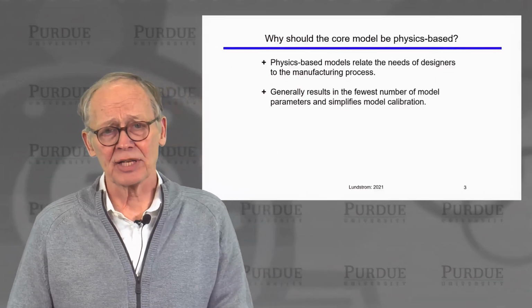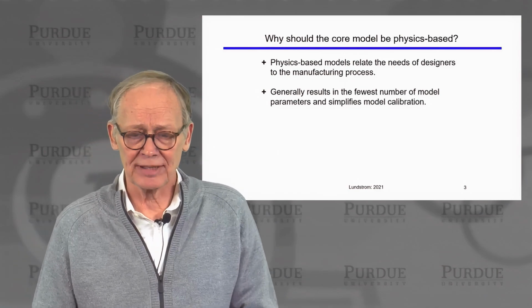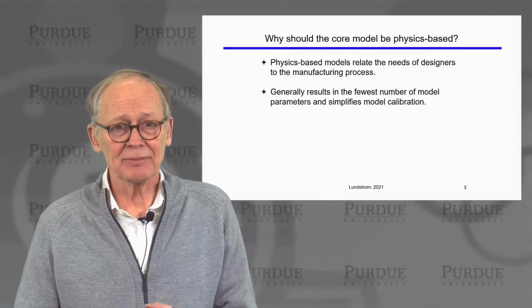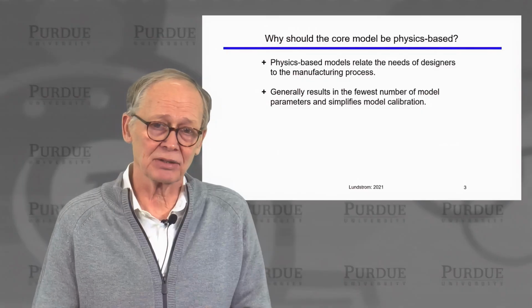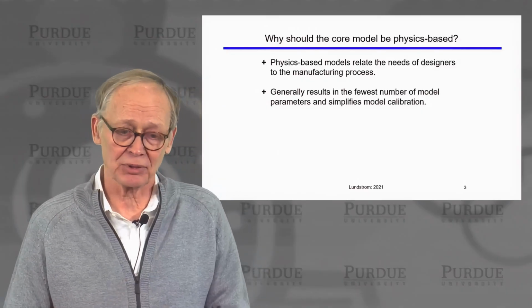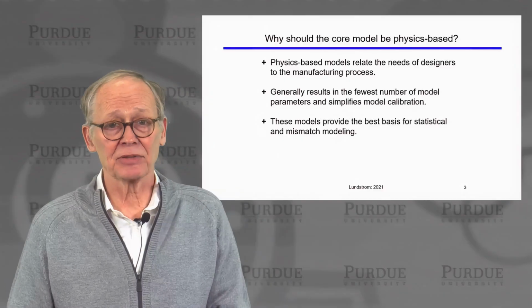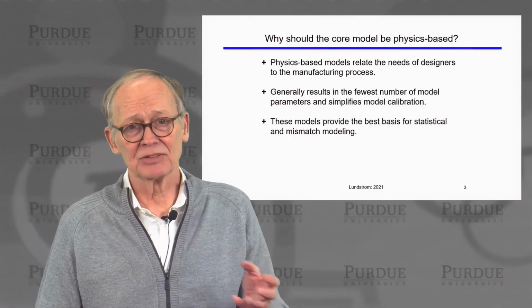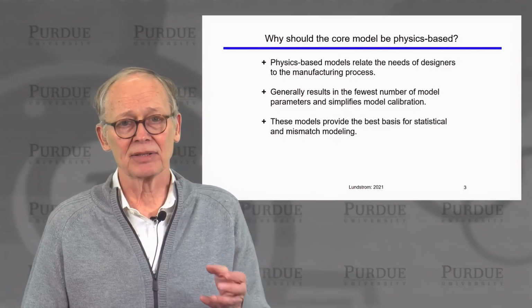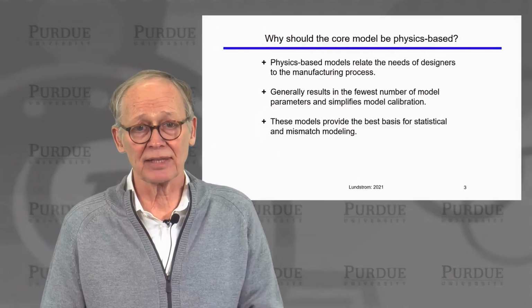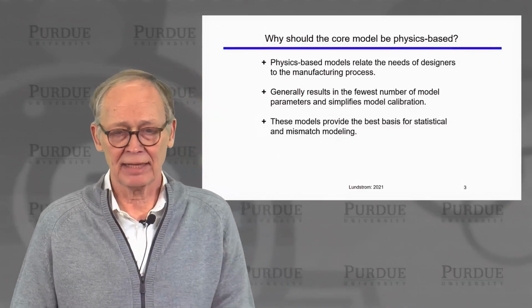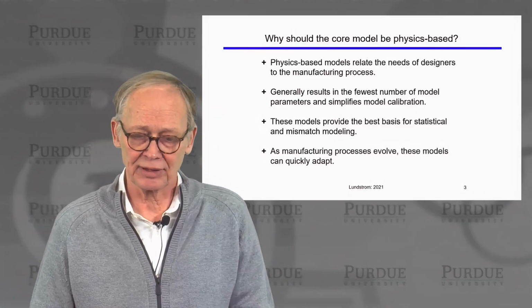These kinds of models generally result in the fewest number of model parameters, and that makes it easier to calibrate the model to the specific manufacturing process. It also provides the best basis for statistical modeling because we know the statistical variation of various parts of the manufacturing process, and then we can relate that back to the effect on the transistor itself.